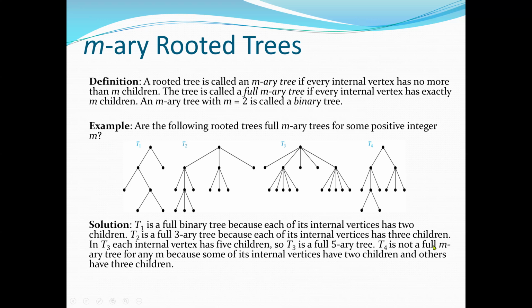But T4 is not a full m-ary tree. Why? We can see the root has 2 children, and this vertex or node has 3. So some of the nodes have 2 children, some have 3 children. So it cannot be a full m-ary tree.